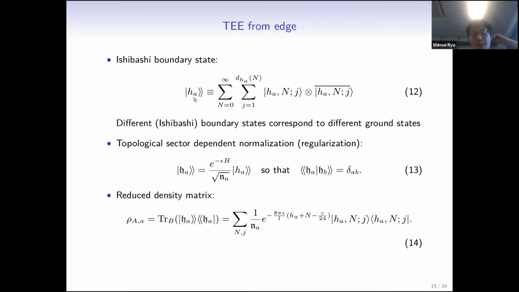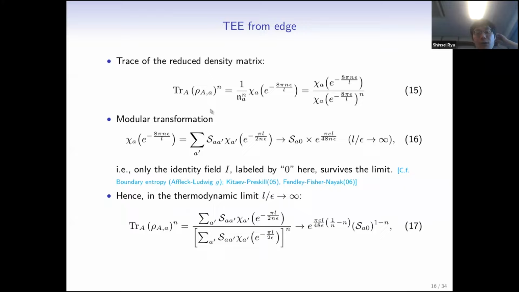And then I just follow the recipe. So I first regularize this state by this edge state Hamiltonian, and then we normalize, and then taking a partial trace gives me a reduced density matrix. So then taking further trace, okay, so I first raise the reduced density matrix to power n, and taking a further trace, I get this expression, which is given by the ratio between two boundary partition functions with different parameters.